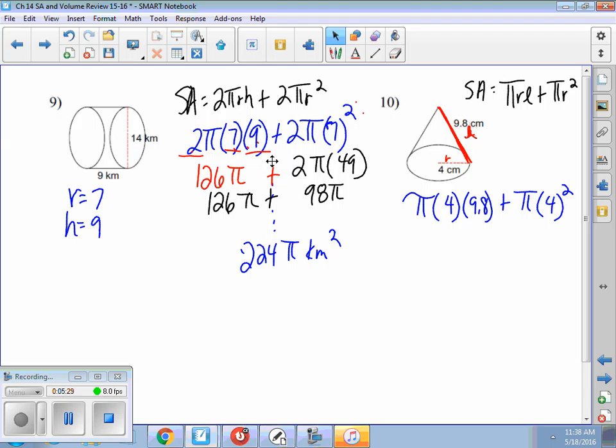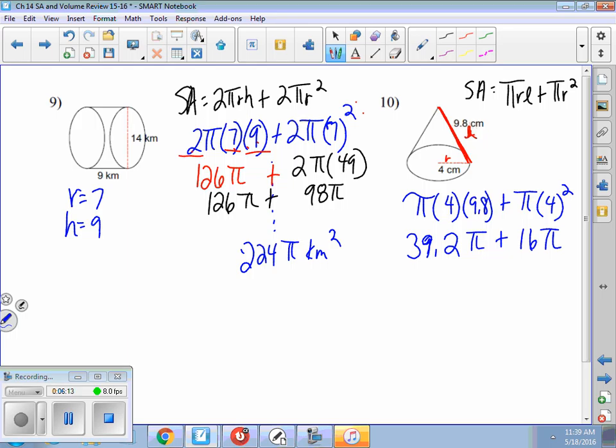So we have to do 4 times the 9.8 first. Oh, yeah, 39. Sorry. Plus the pi r squared. Yes, centimeter squared.